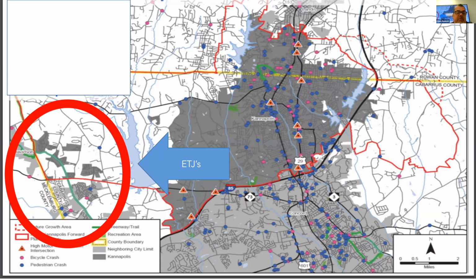If you see where my arrow is pointing, it's a Harris Teeter shopping center, if you know where that's at. That is in the city of Kannapolis. This gray blob right here, I believe, is Christ the King Catholic School. That is in the city of Kannapolis. So those are all ETJs. That means the city controls what they can do on their land. Any questions about that?